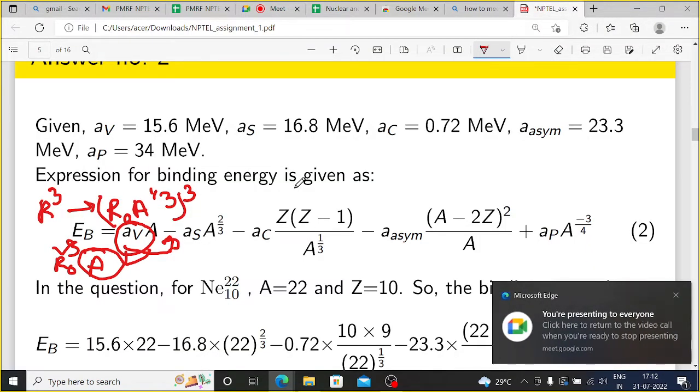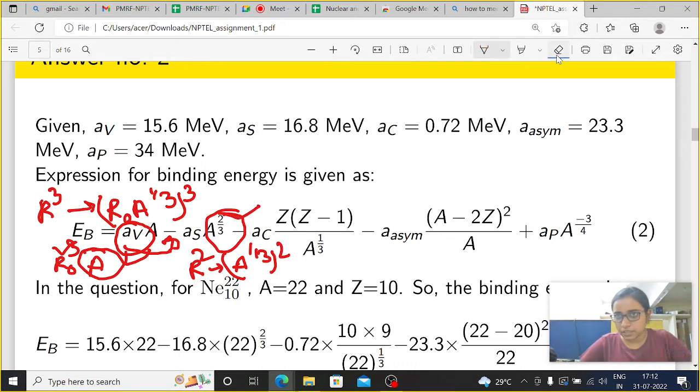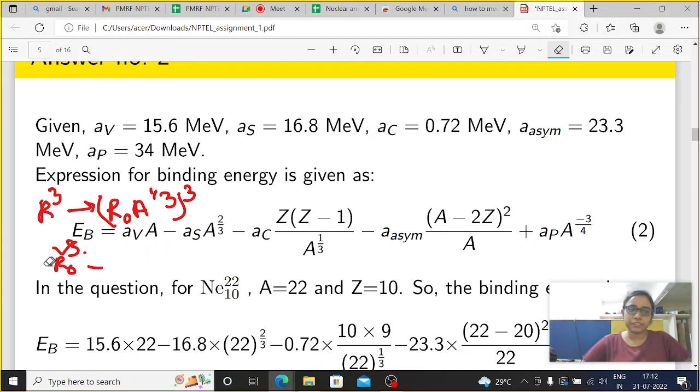The next term, the second term, is AS A to the power 2 by 3. Why A to the power 2 by 3? Because this term is called the surface term, and the surface term basically depends upon R square. So that means A to the power 1 by 3 whole square, that means A to the power 2 by 3. So let me erase something, otherwise. That's why the surface term is A to the power 2 by 3, and the surface coefficient is known as AS. Now coming to the third term.